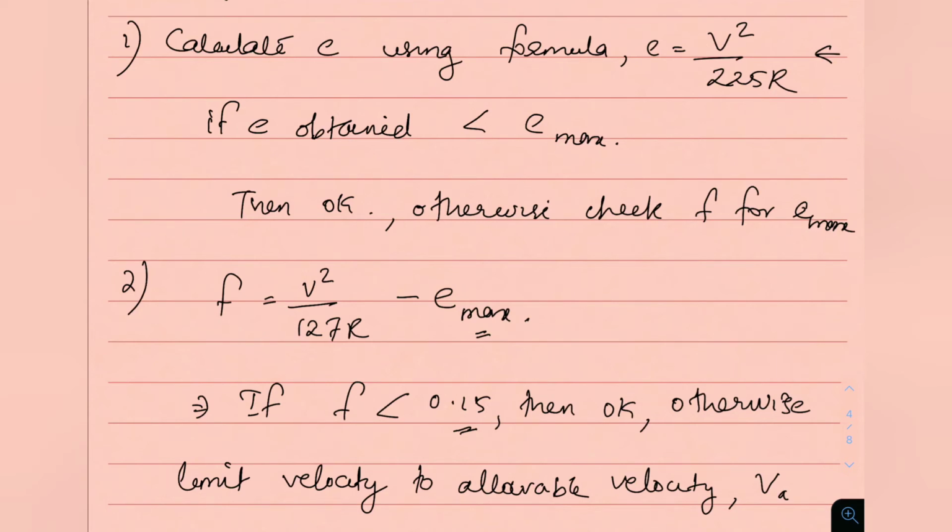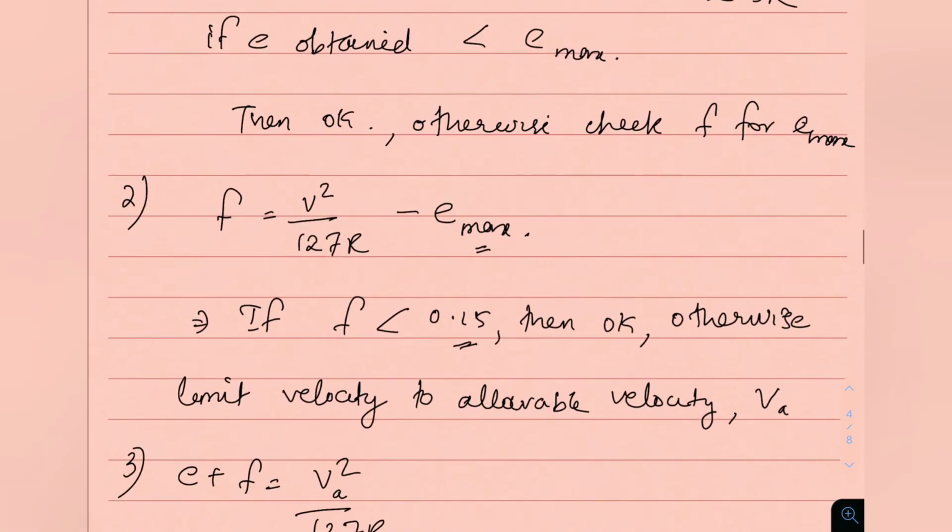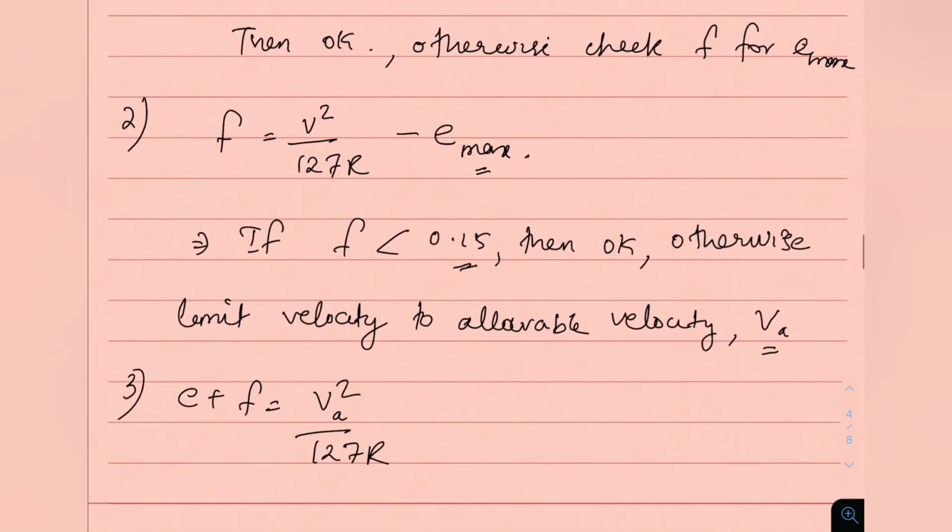In that, R is also a constant, the radius of the curve. So only the V term can we change now. If f is limited to 0.15, we have to limit the velocity to VA. So e plus f is equal to VA square by 127 R, where VA is the allowable velocity.